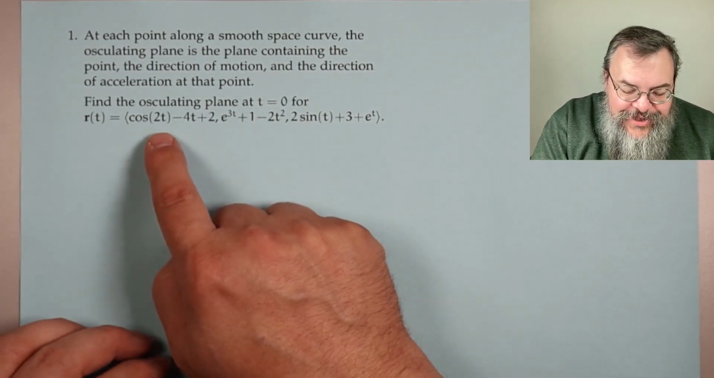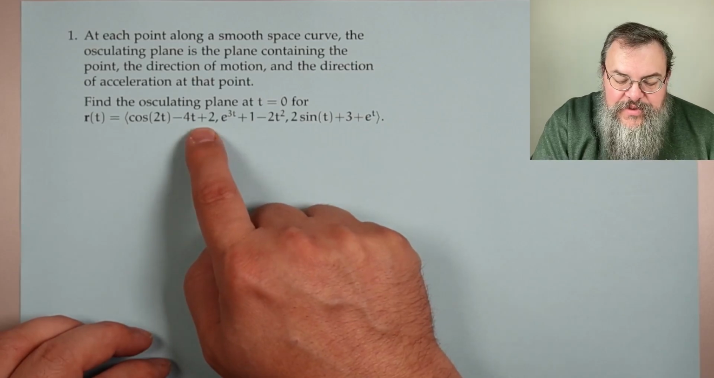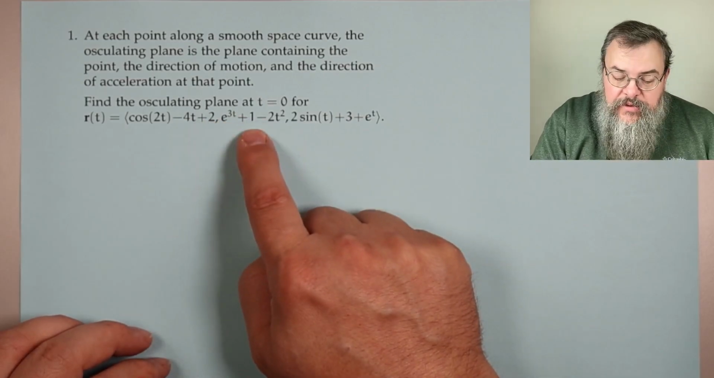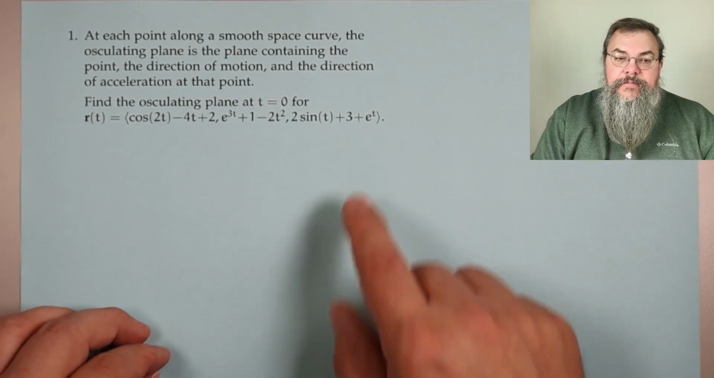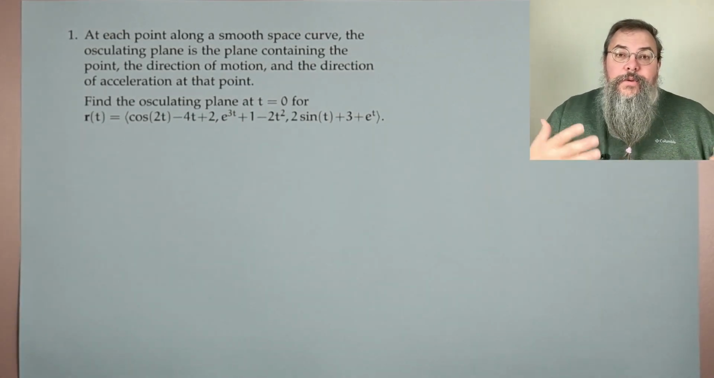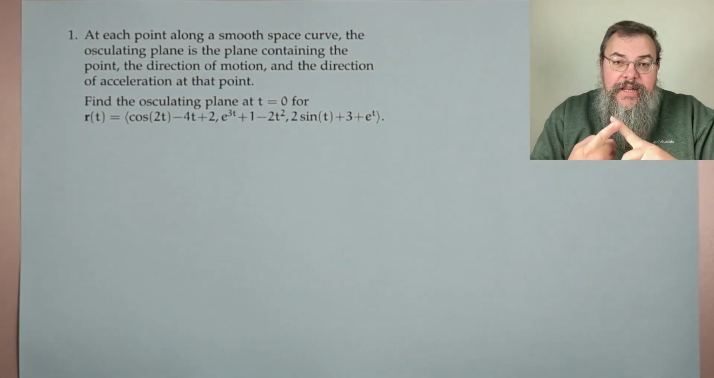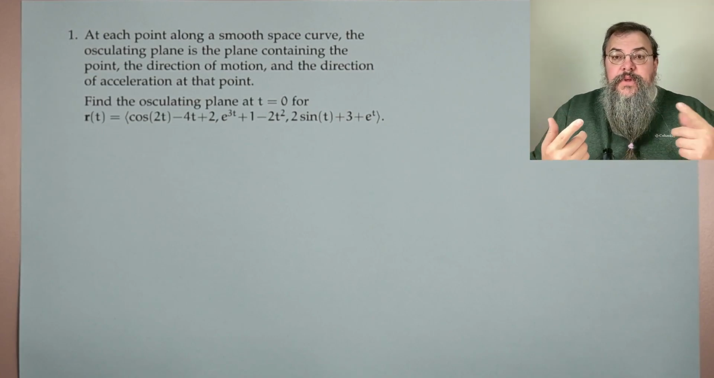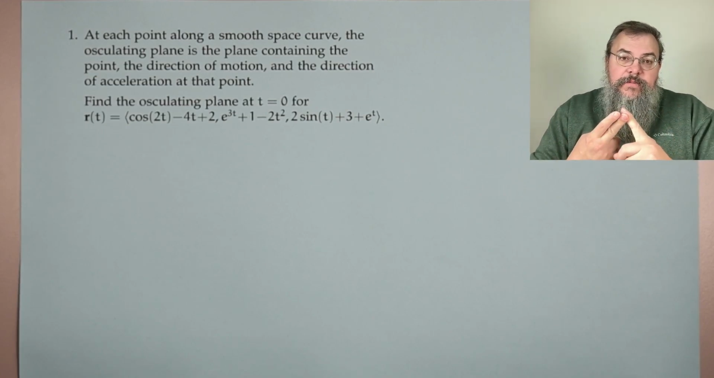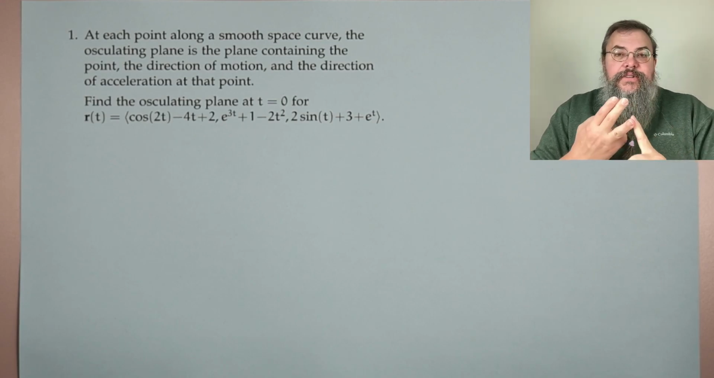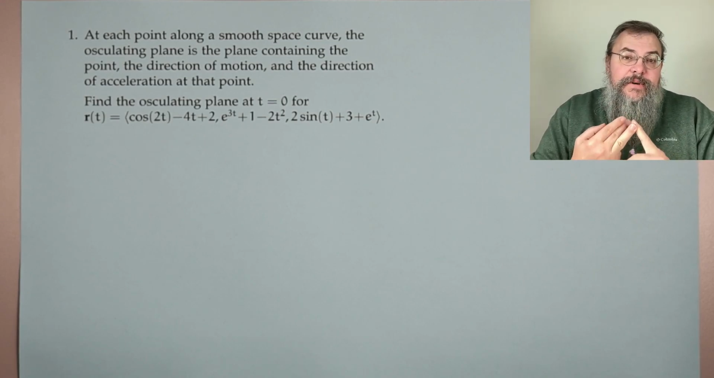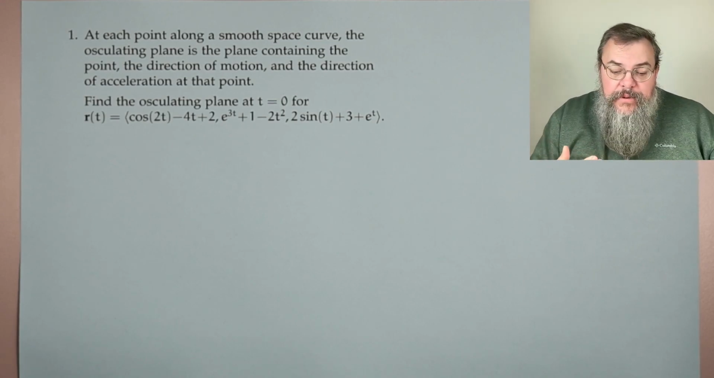r of t equals cosine 2t minus 4t plus 2, e to the 3t plus 1 minus 2t squared, 2 sine of t plus 3 plus e to the t. All right, well, we know what? We know it contains the point. That's going to be r of 0. We know it contains the direction from velocity, so it has r prime of 0 as a vector in the plane. Direction from acceleration, so it has r double prime of 0 as a vector in the plane.